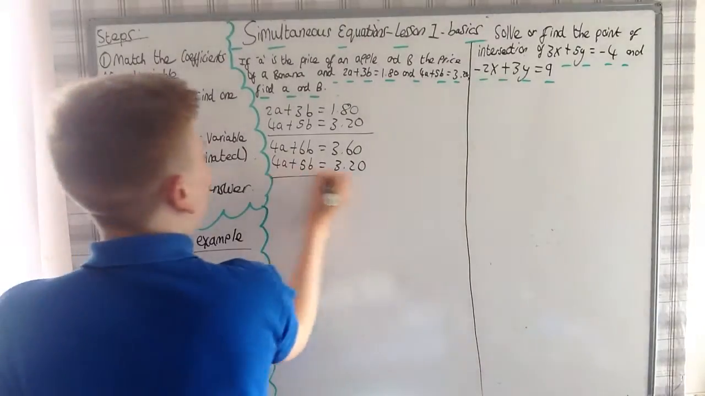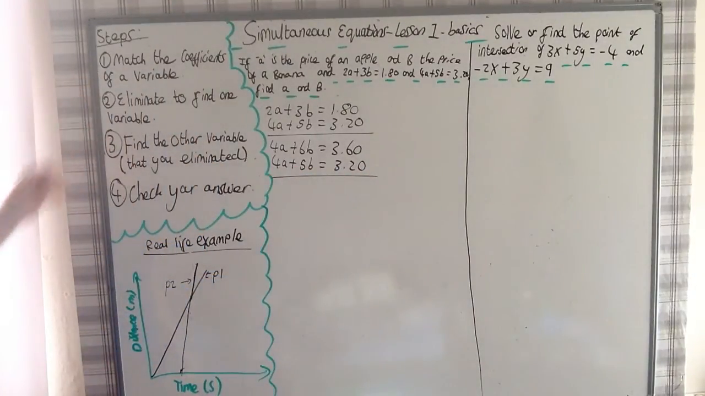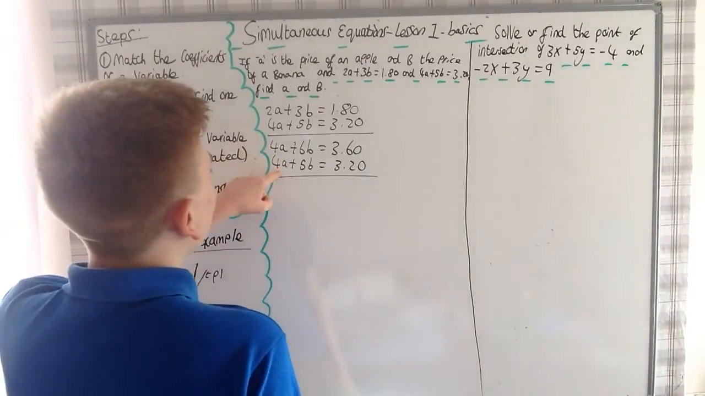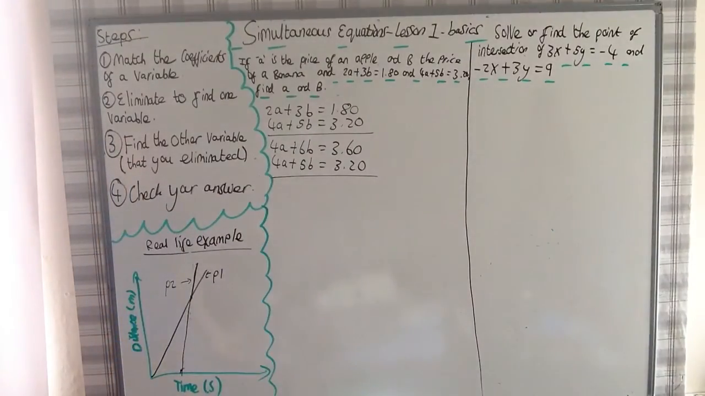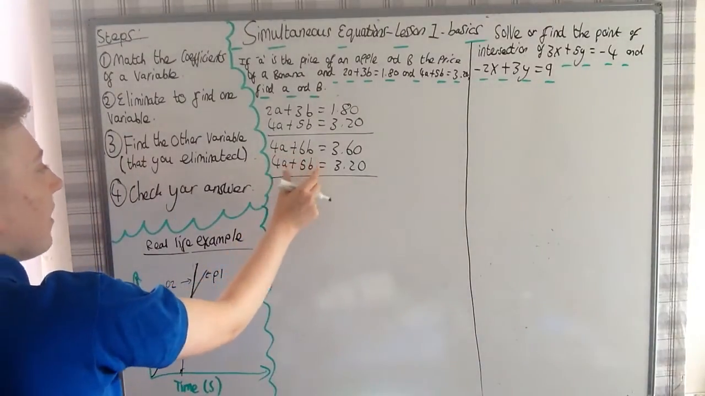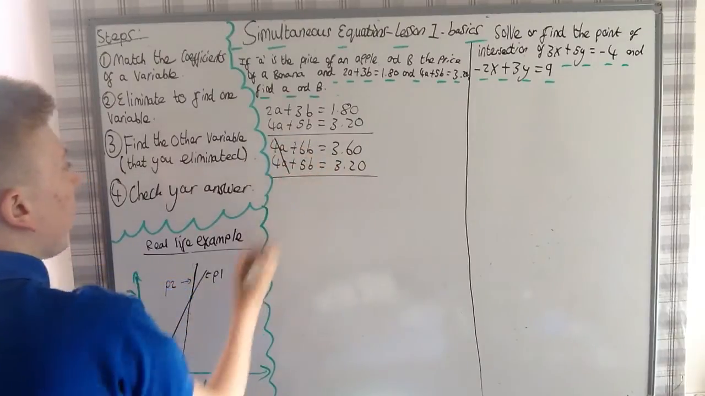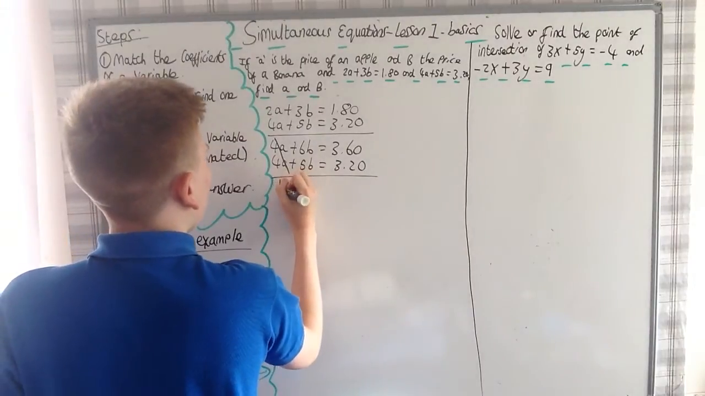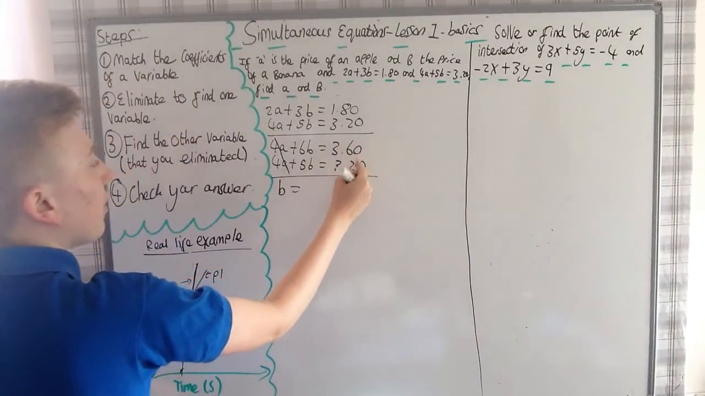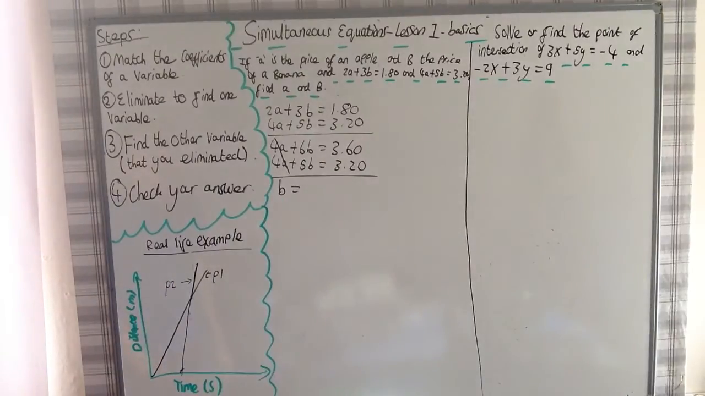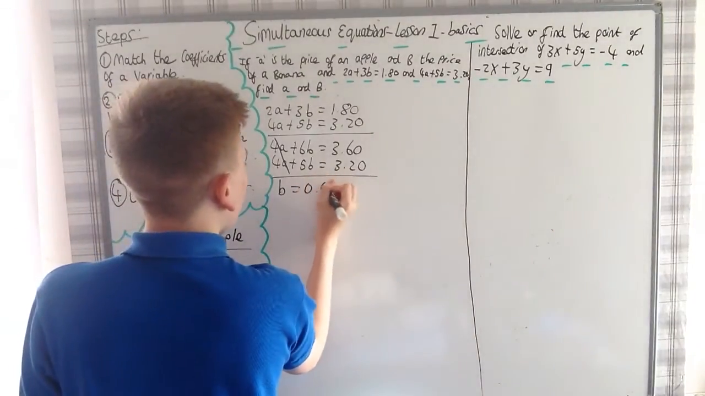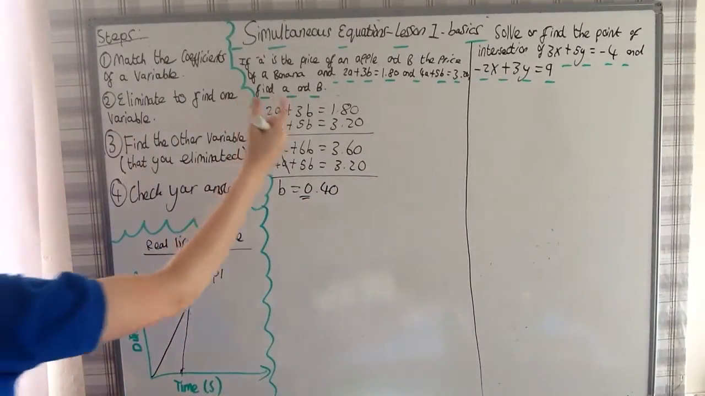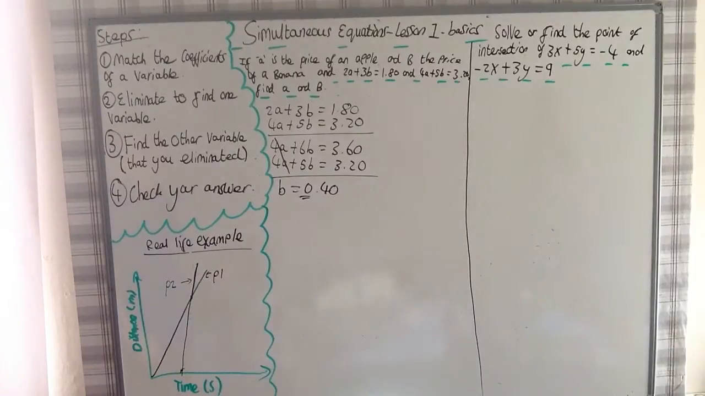So, how do we eliminate one variable, which is the second step? Well, we can simply subtract one from the other. We can see that if we subtract 4A from 4A, we're going to get 0. So if we subtract this equation from this, the A's will cancel, and we'll get 6 minus 5, which is 1B, so just B, equals 3.6 minus 3.2, which is 0.4. So B is equal to 0.40, which is 40 pence in the context of the question. So a banana costs 40 pence.